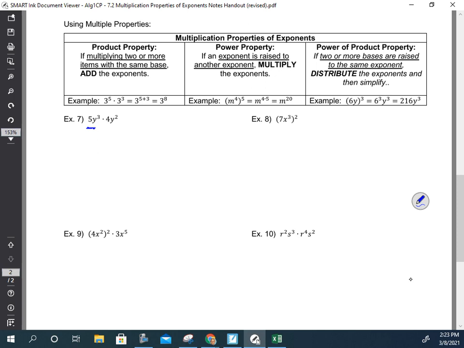5y to the 3rd power times 4y to the 2nd power. So it's a multiplication problem. Let me ask you something. Do you see any parentheses? No. So that means you're not going to be using the power or the power product property. Example 7 looks like you're just going to have to use this first property. You can take care of it using just that first property.